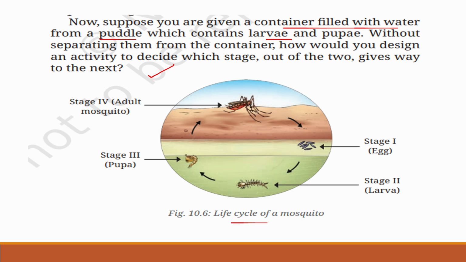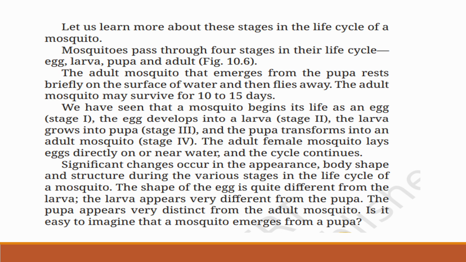See the life cycle of a mosquito. Stage 1, it is egg. Then stage 2, larva. Then stage 3, it becomes pupa. Then stage 4, adult mosquito. So egg, larva, pupa, adult mosquito. Let us learn more about these stages in the life cycle of a mosquito.